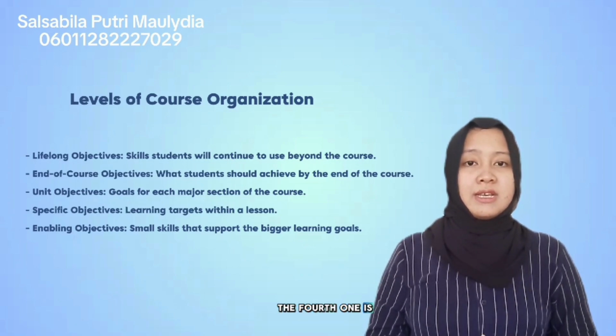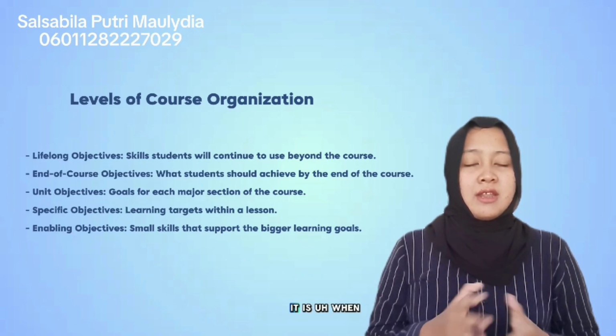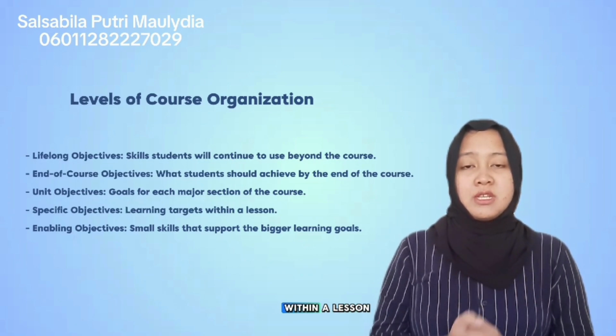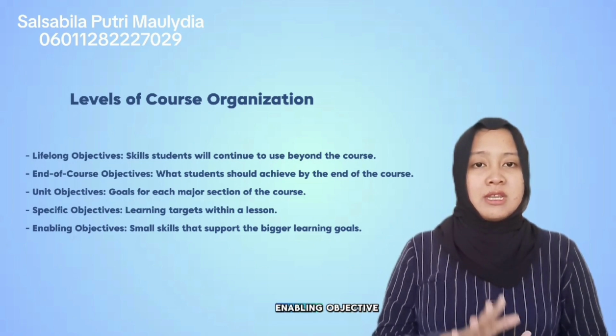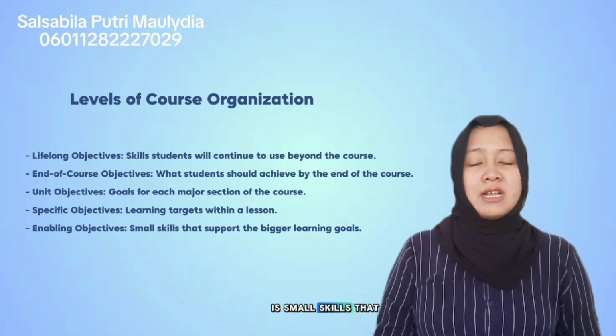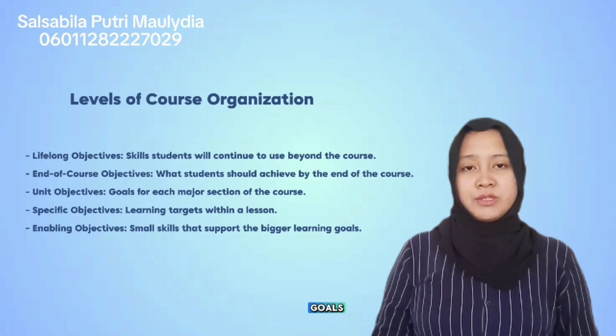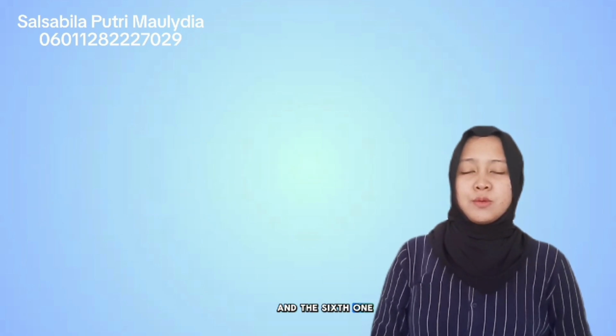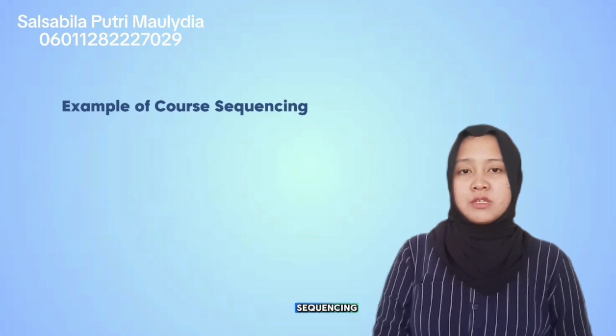The fourth one is specific objective. It is the learning targets within a lesson. The fifth one is enabling objective. It is small skills that support the bigger learning goals. And the sixth one is example of course sequencing.